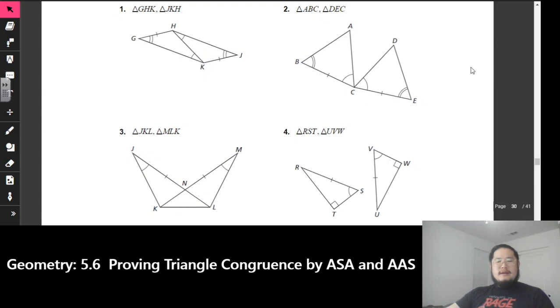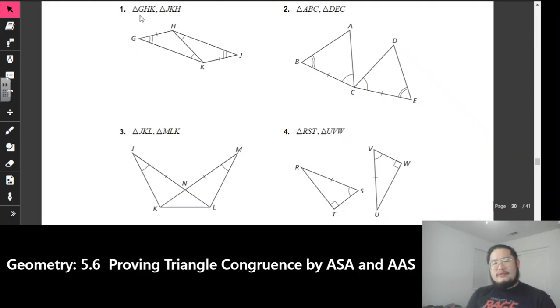So let's take a look right here at number 1 in the extra practice. It says to decide whether enough information is given to prove that the triangles are congruent. If so, state the theorem that you would use. Okay, so we're trying to prove that triangle GHK and triangle JKH are congruent to one another. Now, don't forget, it's always important, just because you see two figures and you see sides that look like they're congruent or are congruent, remember, they have to correspond with the sides and angles of both triangles.